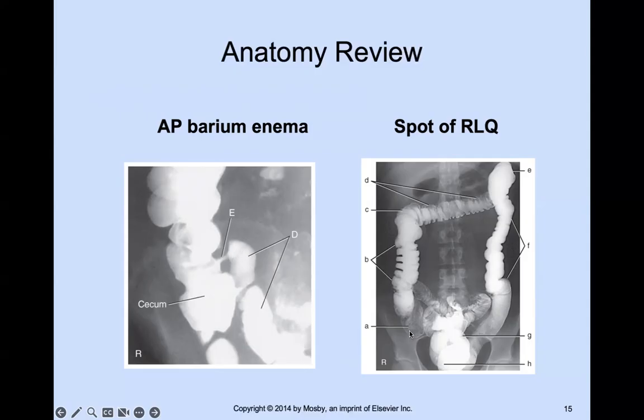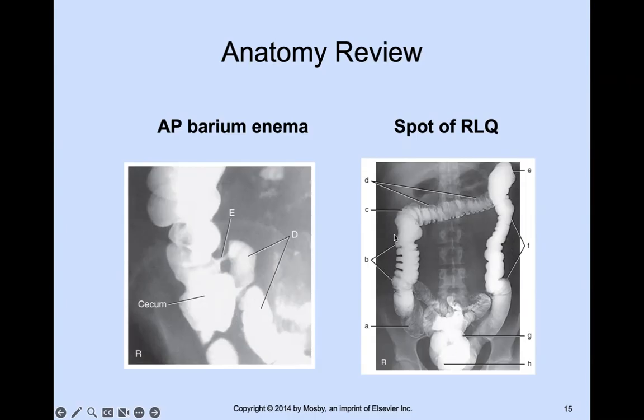Okay. A is going to be cecum, B is ascending colon, C is the right colic flexure or hepatic flexure, D is transverse colon, E is left colic flexure or left splenic flexure, F is descending, then we have G would be sigmoid colon, and H would be the rectum.